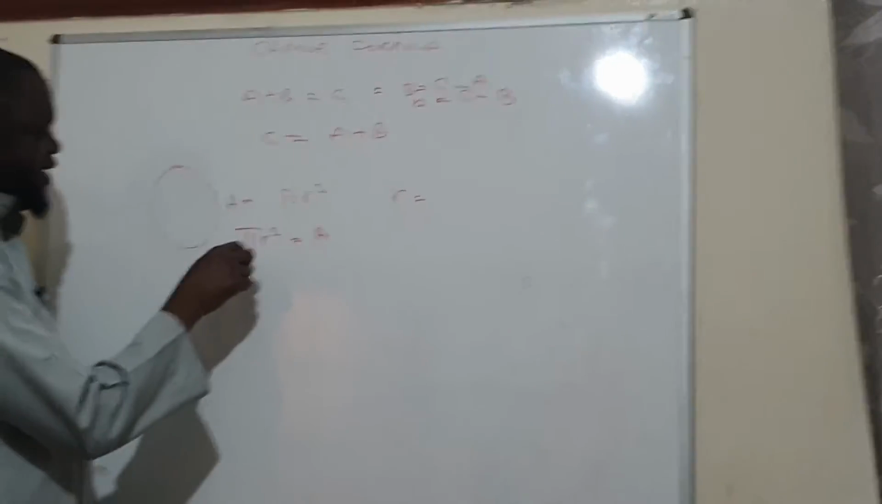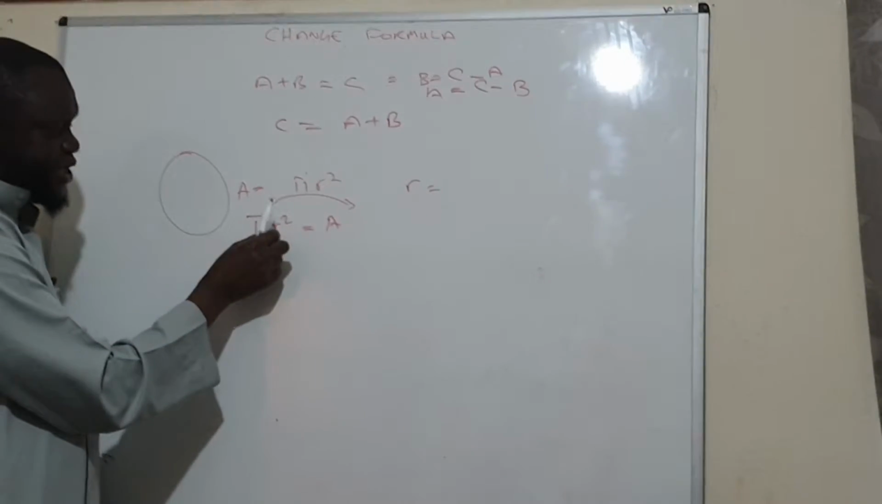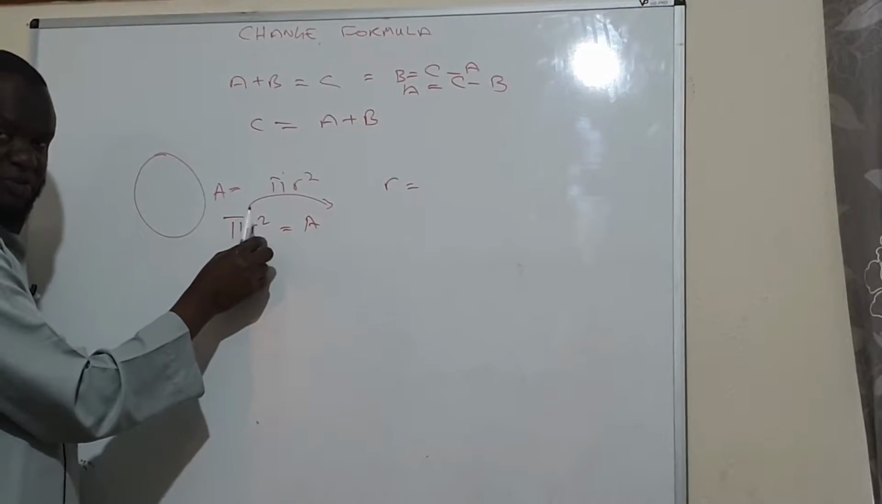Now here, first of all, we eliminate the pi by moving pi over the equal sign, because we want to get only r on this side. Most of you have to put your mind here.